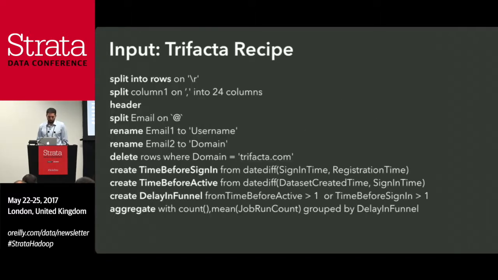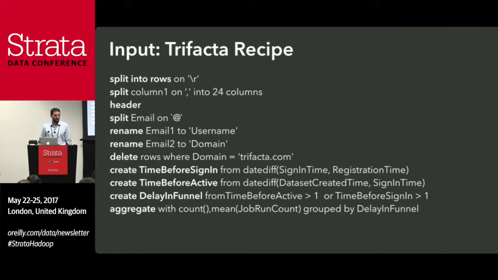To give you an example of what this recipe might look like, let me walk through it very quickly. In these first three lines, we split the data into rows, and then split it into a number of columns. This is just parsing out, say, a CSV file into rows and columns, and then we'll apply a header so you get your metadata in there. Finally, we might want to split your email address into the username and the domain. We do that so that we can delete any of the users who are testing from Trifacta.com. Anyone from our company, we'll throw out of the analysis because we don't want it biasing the results. So we'll delete all those rows.